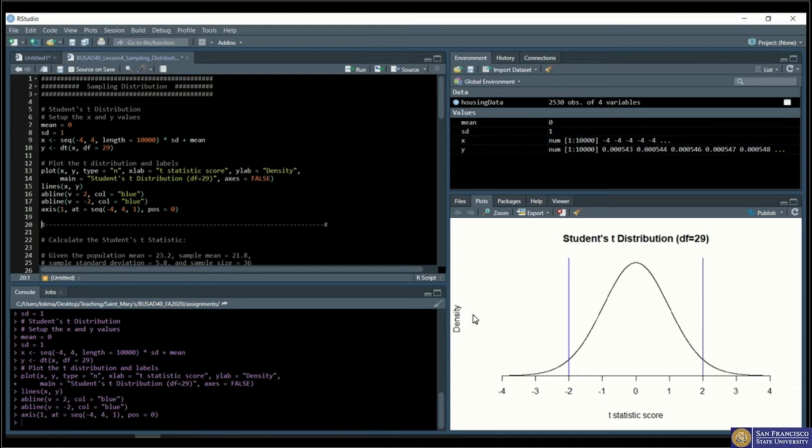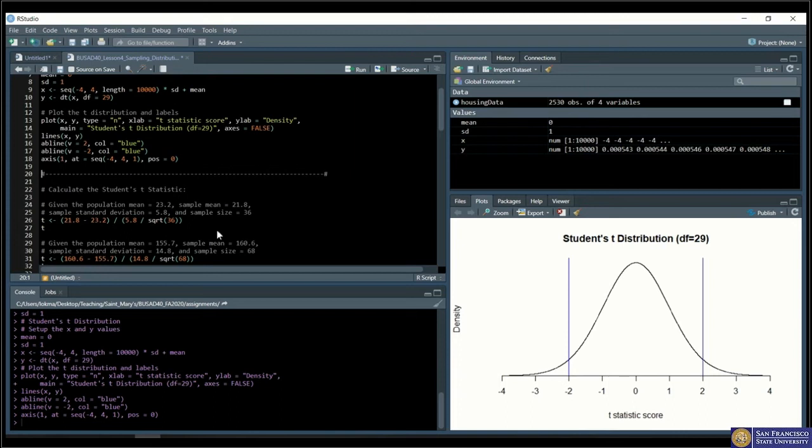So again, the concept I have explained in the class, and I hope that you can now see the distribution and imagine the shape of it.